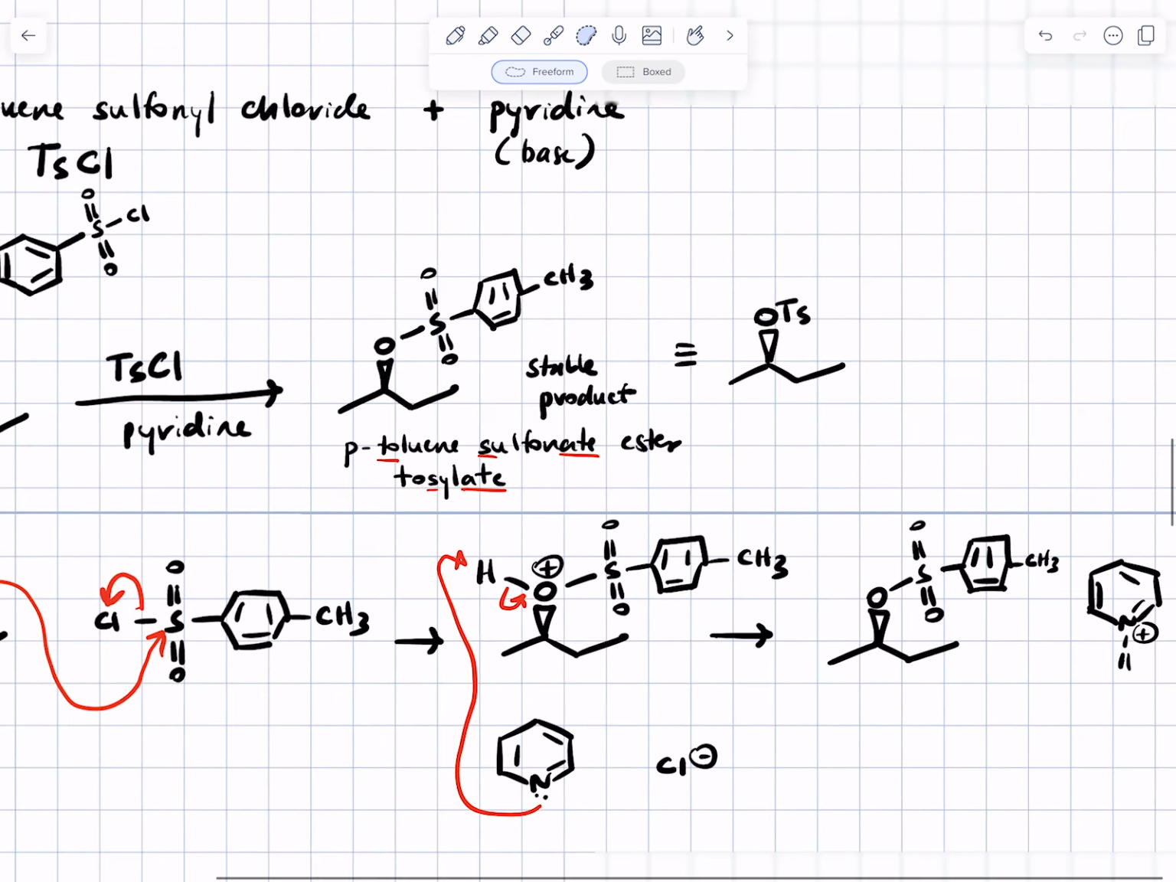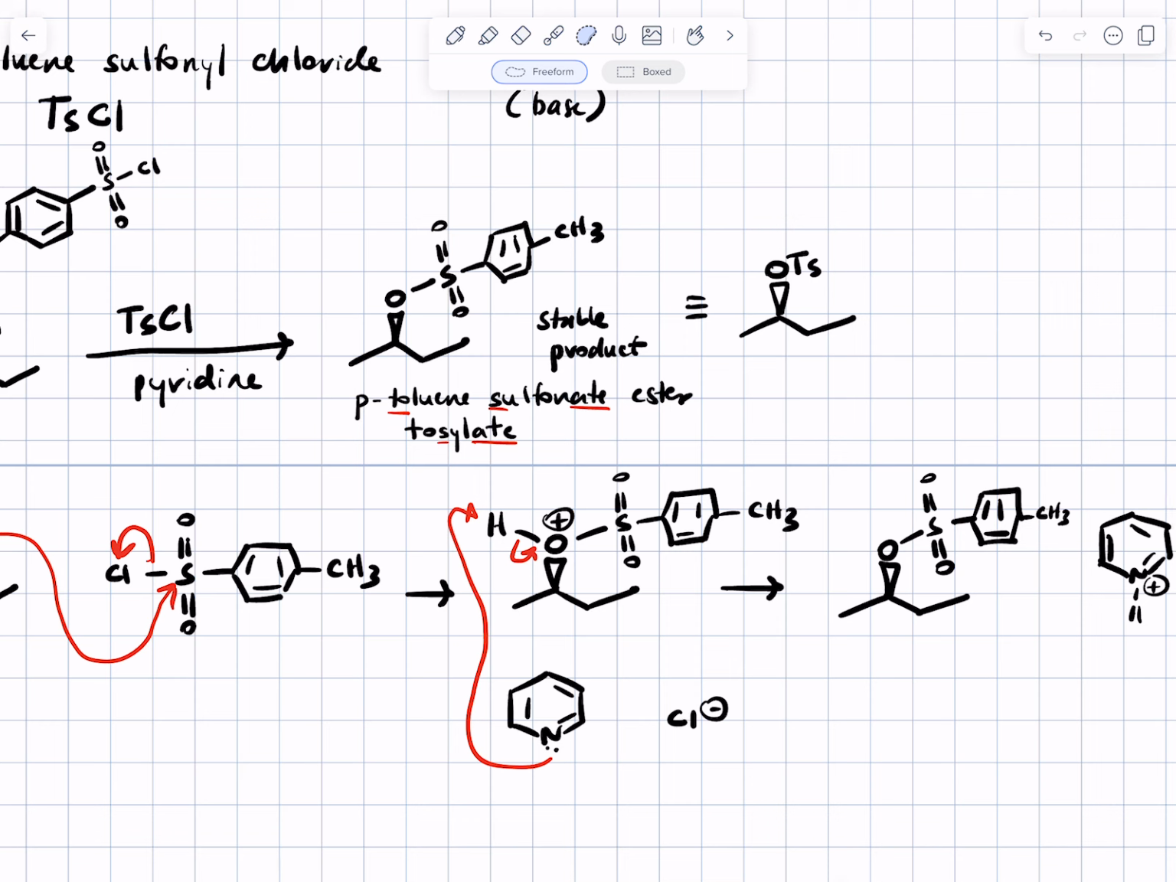All right, and I'm realizing that my sideways benzene rings look kind of like distressed robots of some kind.